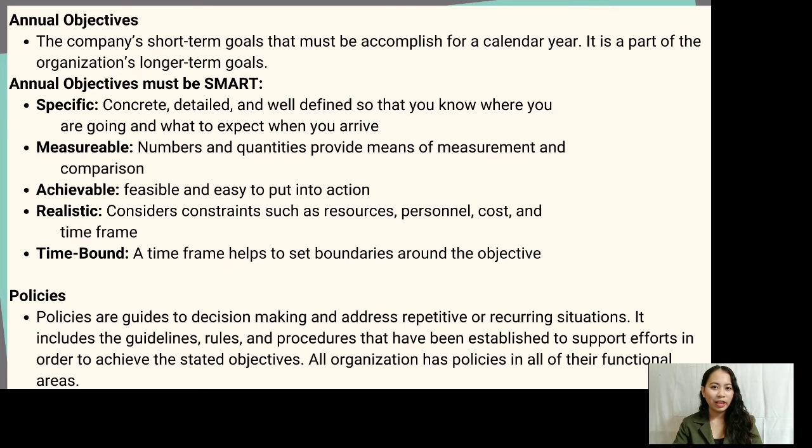For example, in the HR department, we have a set of rules and guidelines on how they will pick the employees of the organization. Of course, they will check the curriculum vitae or the resume of the applicant in order to know if they are fit for the job description of that open position.